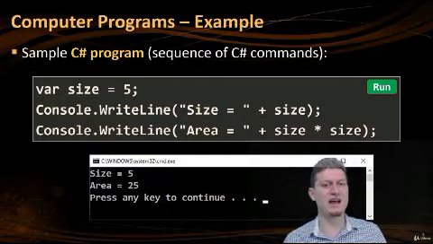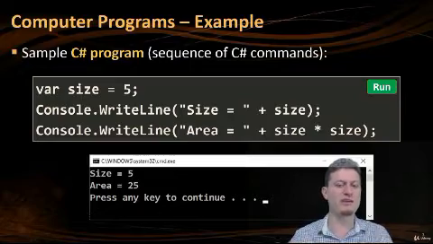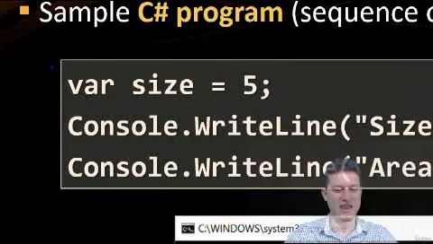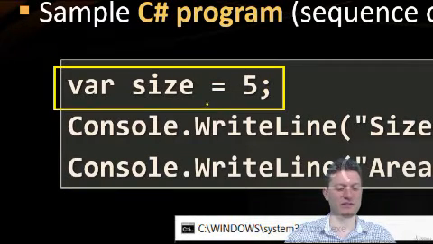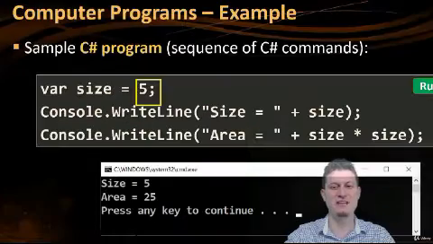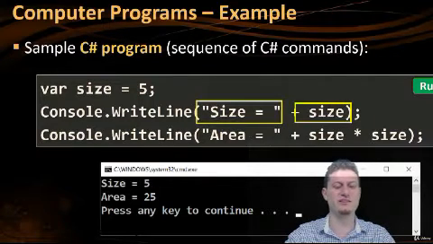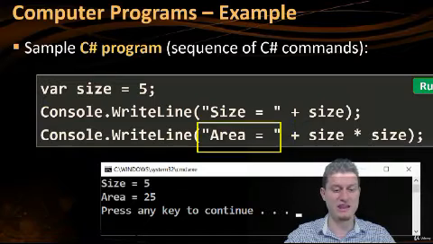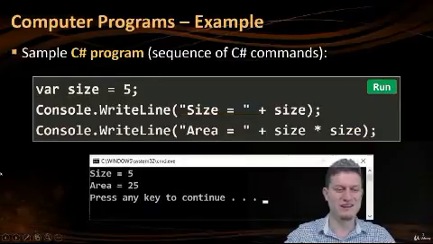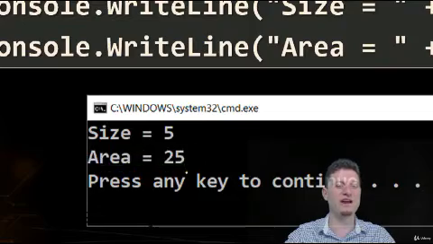Computer programs may consist of several commands aligned one after another. For example, this is a program of 3 commands. The first says, please remember into a variable called size the number 5. Later, print this size as a text and the size as a value. Later, print area and then multiply the size by size and print the entire result. The output of this program is something like: size is 5, area is 25, and that's all.